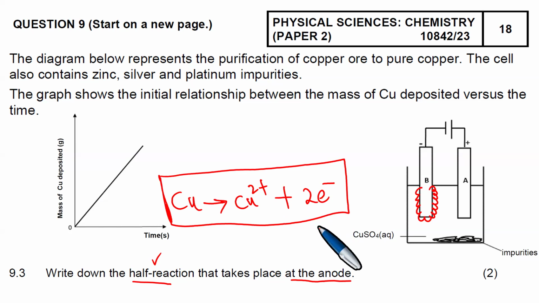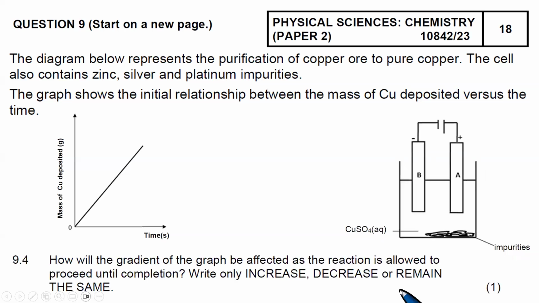The loss of electrons is called oxidation, when this copper gives up 2 electrons. This kind of half reaction takes place at the anode. Let's look at the next question. How will the gradient of the graph be affected?